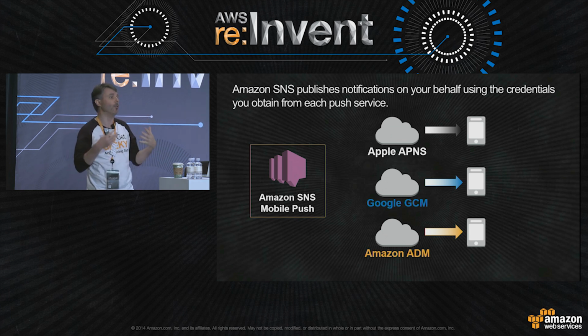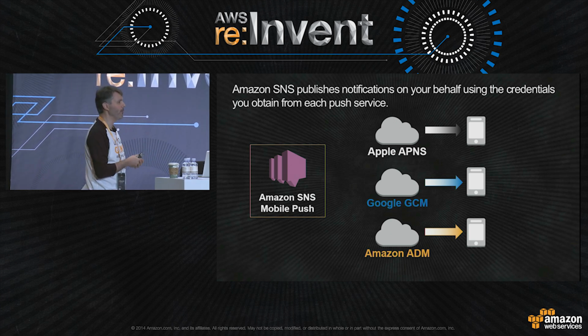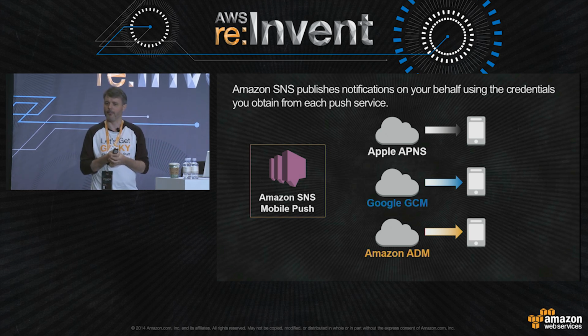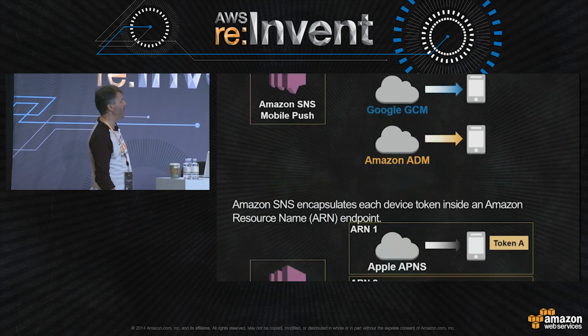This is something you have to do only once, obviously. You don't have to do that multiple times. I'm talking about Apple here because it's an iOS talk, but we also support Google. We also support Amazon for the Kindle Fire. We also support Windows, which has been added very recently and is not on the slide, and we do support Baidu for the Chinese market. Baidu is the Android version for the Chinese market. So the first step is to set up that communication between SNS and Apple, in our case.